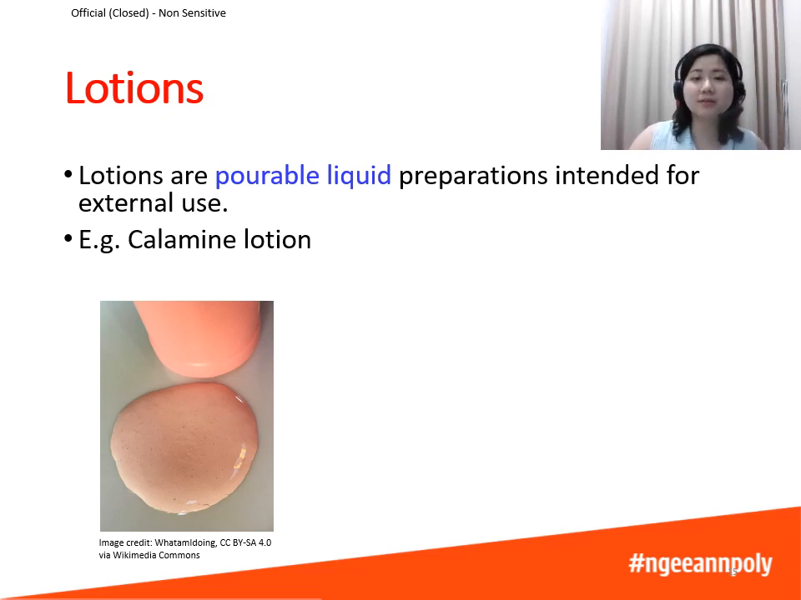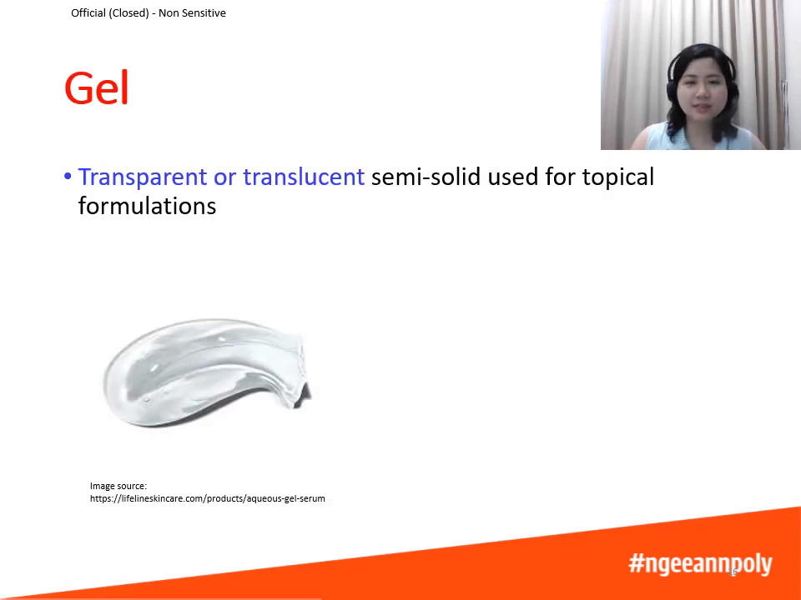Lotions are pourable liquid preparations intended for external use. For example, calamine lotion. You can see in the picture that lotions are liquid, therefore they can easily be spread on large areas of the skin. Gels are transparent or translucent semi-solids used for topical formulations.